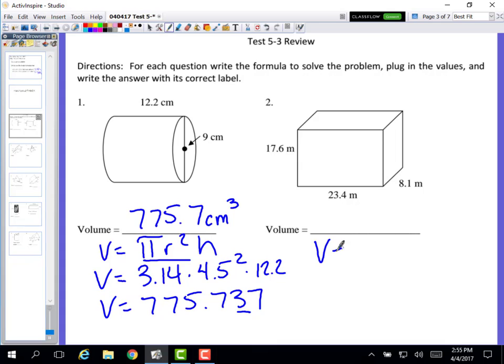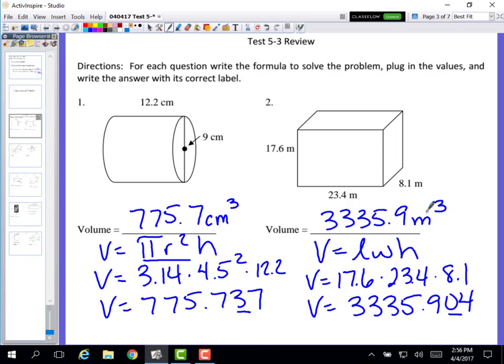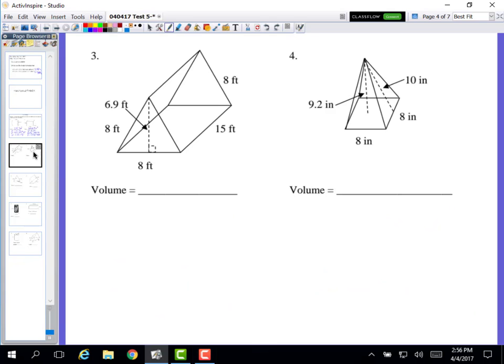So our formula is volume is equal to length times width times height. And it really doesn't matter which order you put the 3 numbers as long as you use the 3 dimensions. So volume is equal to 17.6 times 23.4 times 8.1. When you multiply these together, you end up with 3,335.904. Again, the 0 doesn't do anything to the 9, so it's just 3,335.9 meters cubed.